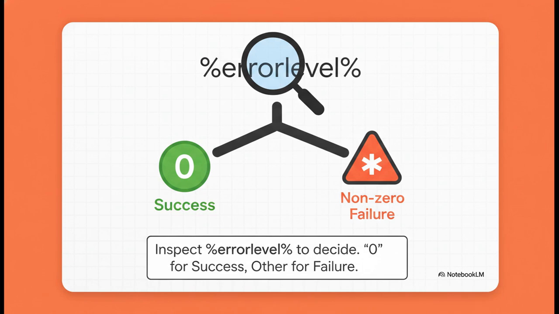Of course, things will eventually go wrong. When they do, we immediately check a built-in system variable called ERRORLEVEL. Almost every single application spits out an exit code when it finishes running. A 0 means total success. Any non-zero number, that means failure. So if you write a script to ping a server, checking that error level immediately after is how your script gracefully decides if the host is down, rather than just silently crashing.